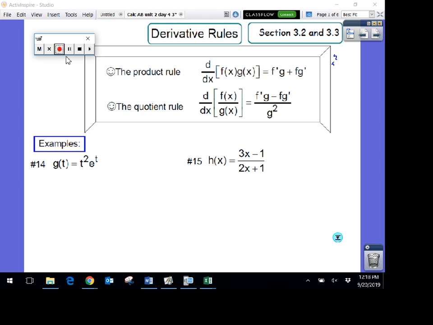It is the derivative of the first times the function of the second, just the regular function, plus just the function, the first one, times the derivative of the second. So think of it as first things first: we take the derivative of the first. Second thing second: the second one, we take the derivative of the second. So the g and the f are just what is given.